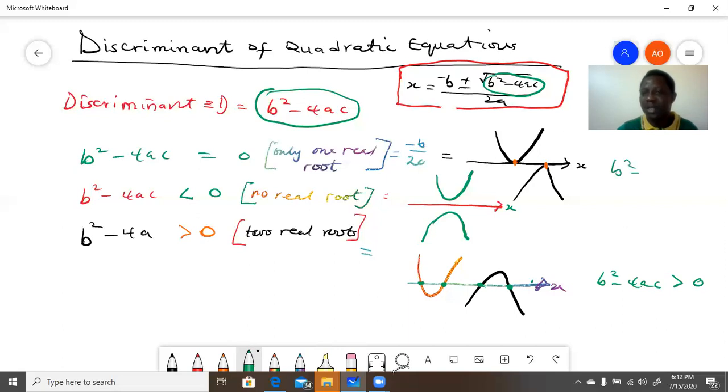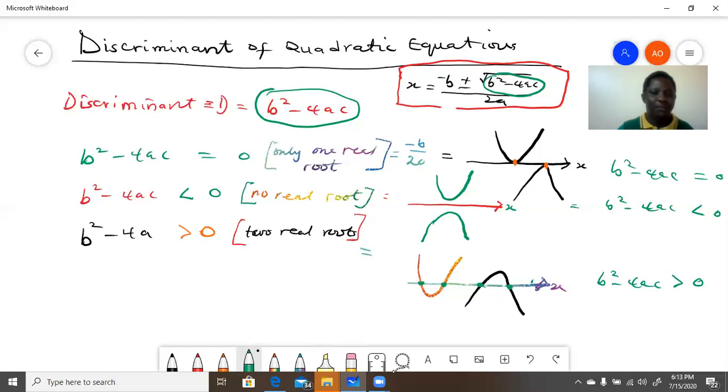Here, b squared minus 4ac is equal to 0. Here, b squared minus 4ac is less than 0. So if you look at this graph, you can see that the parabola, the two of them, did not touch the x-axis. It means there is no real root. Here, the parabola touches the x-axis at two distinct points. It means we have two real roots for this. And that is how we use the discriminant of a quadratic equation to determine the number of roots a quadratic equation will have. Is that clear?